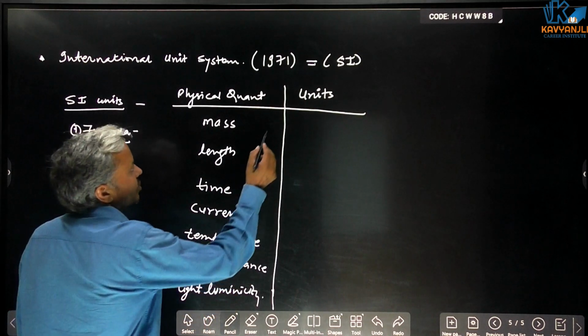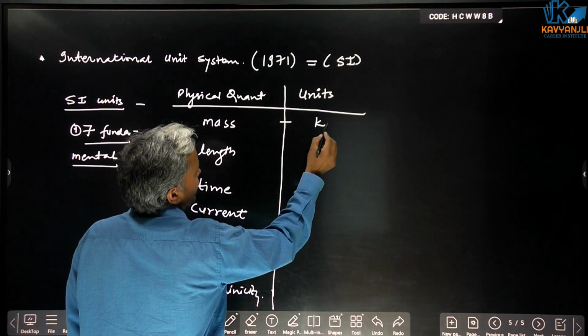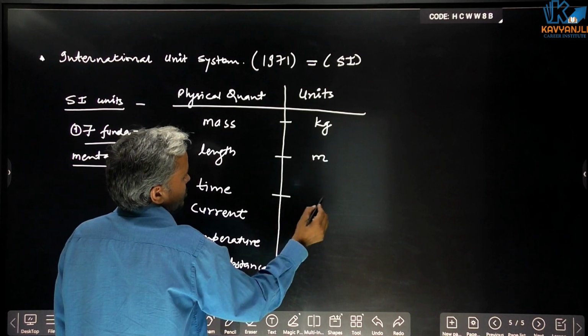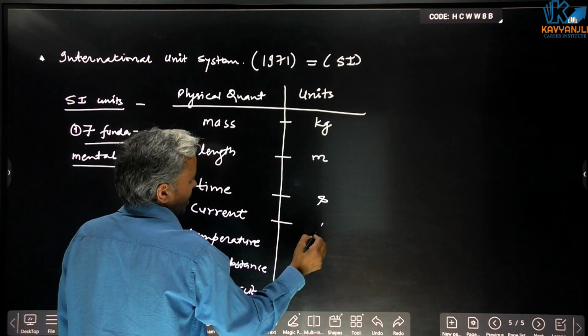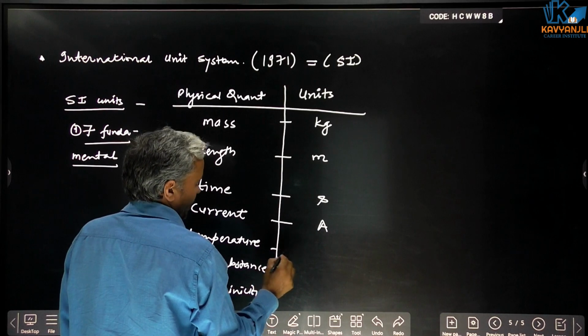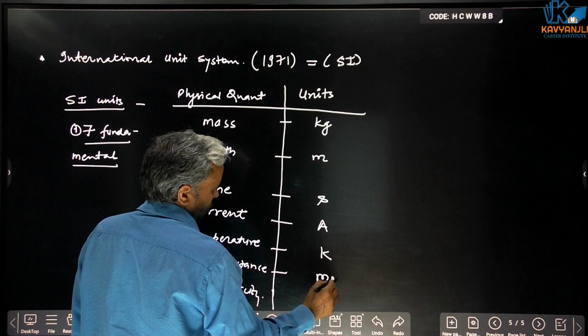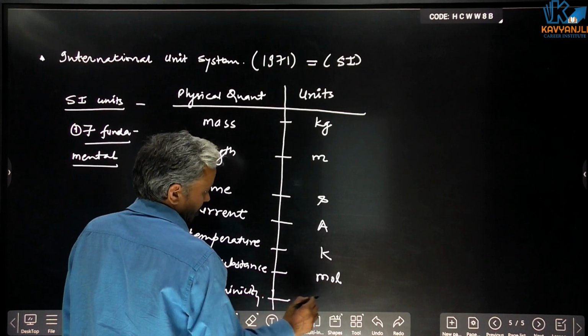What are the units? Mass fundamental unit is kg, length is meter, time is second, current is ampere, temperature is Kelvin, amount of substance is mole, and light is candela.